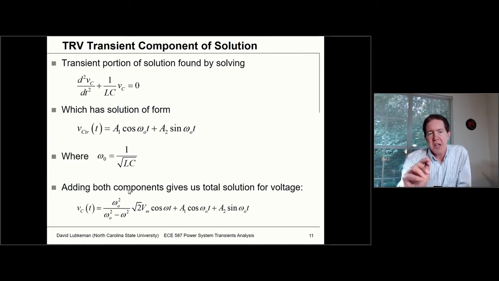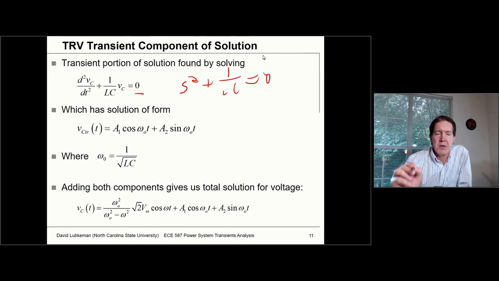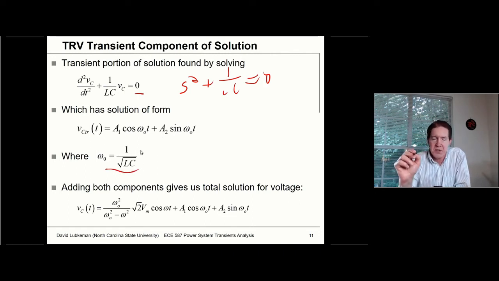Now that I have the steady state part, I can focus on calculating the transient part. The transient part can be calculated by solving the homogeneous equation, where the right-hand side is equal to 0. This has a characteristic equation of the form s squared plus 1 over LC equal to 0. The transient part is going to be A1 cosine omega naught t plus A2 sine omega naught t, where omega naught is 1 over the square root of LC.